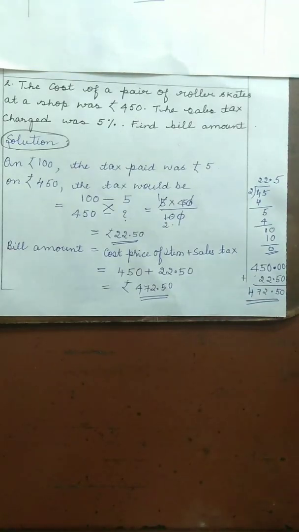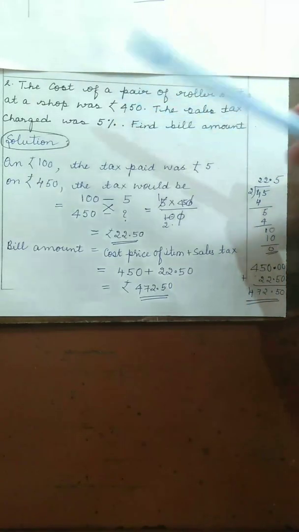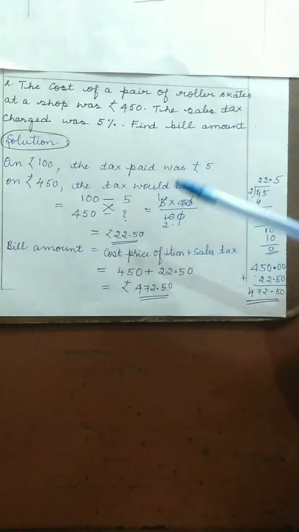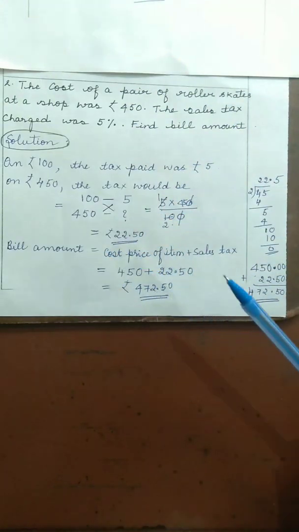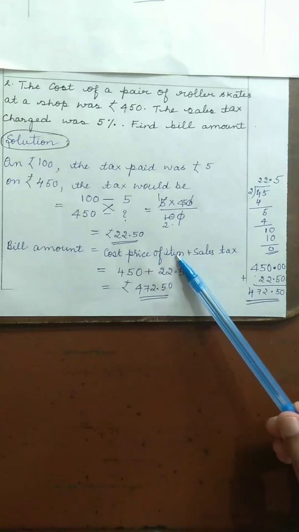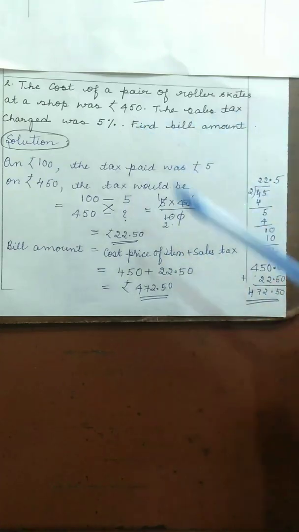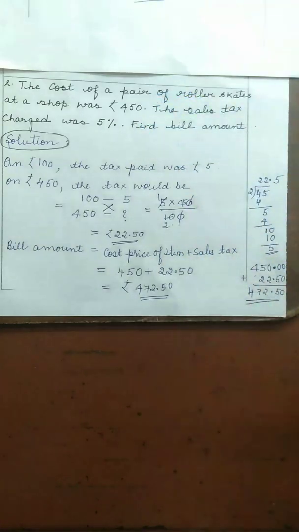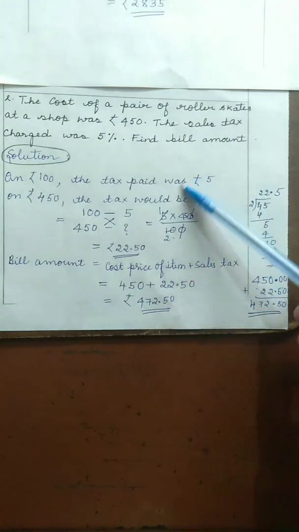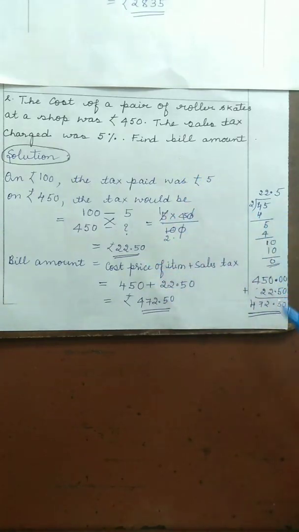Therefore, the sales tax which was given in percent, we had converted into rupees. Then the bill amount is calculated based on the cost price of the item plus the sales tax charged to the roller skate item. Therefore, this is the answer, and this is the method of solving the second problem, and these are the simplifications.